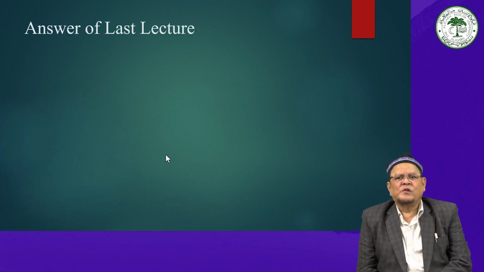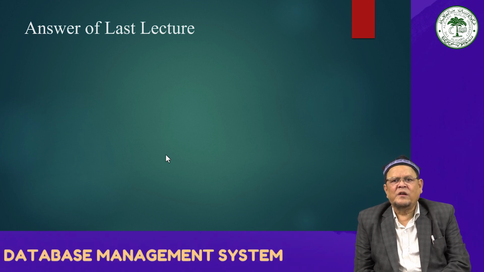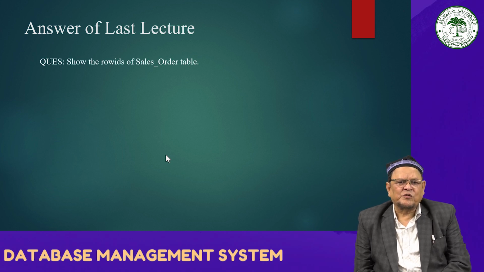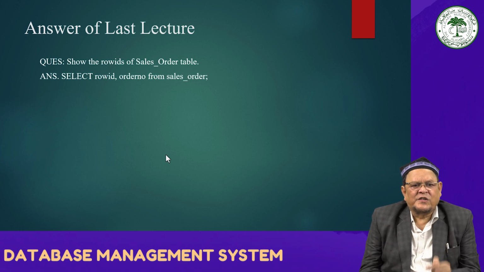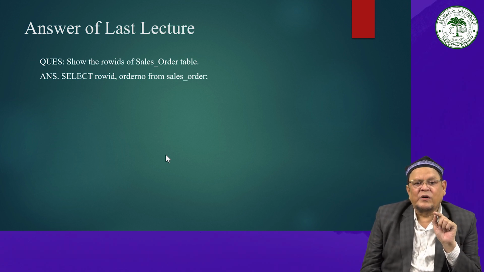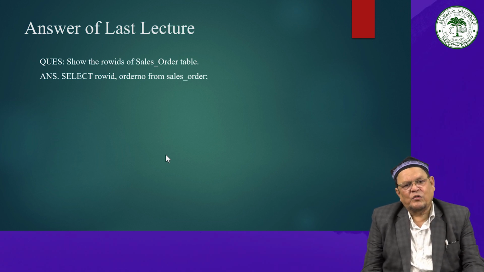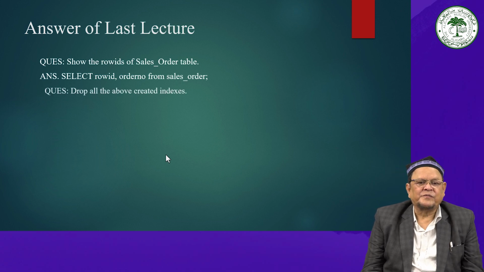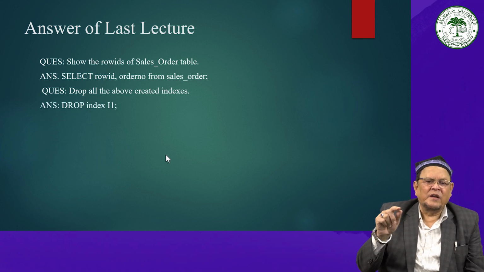So before going to today's lecture, I want to answer the assignment which I gave you in the previous lecture. The first question was, show the row ID of the sales order table. The command you have to write: select row ID, order number from sales order. By that, we are able to solve the query. The next query was, drop all the above created indexes. So you have to write drop index.